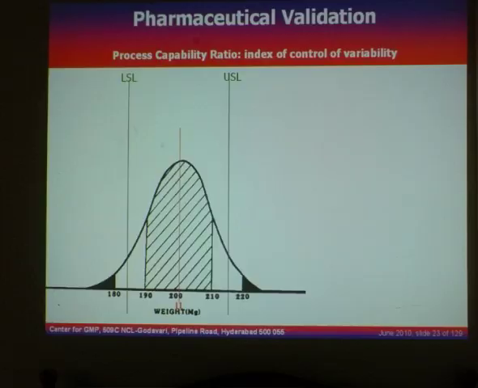Now, to be able to explain it to you easier, let us say the distance between the upper specification limit and the lower specification limit, that is the rail on the right side and the rail on the left side, is the distance between the rails. Upper specification limit minus lower specification limit represents the distance between the rails, and 6 sigma represents the distance between the tails, the right tail and the left tail.